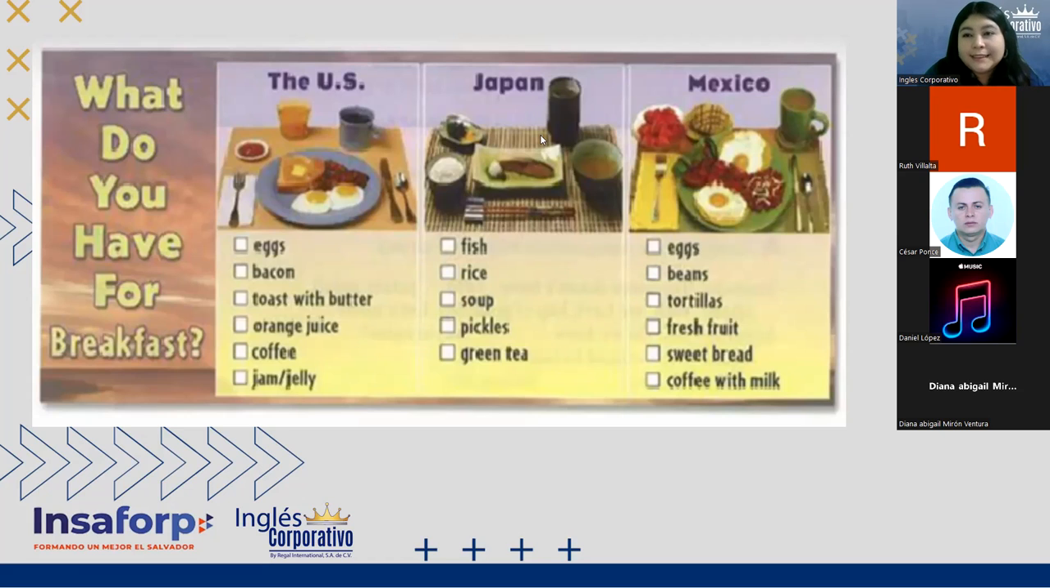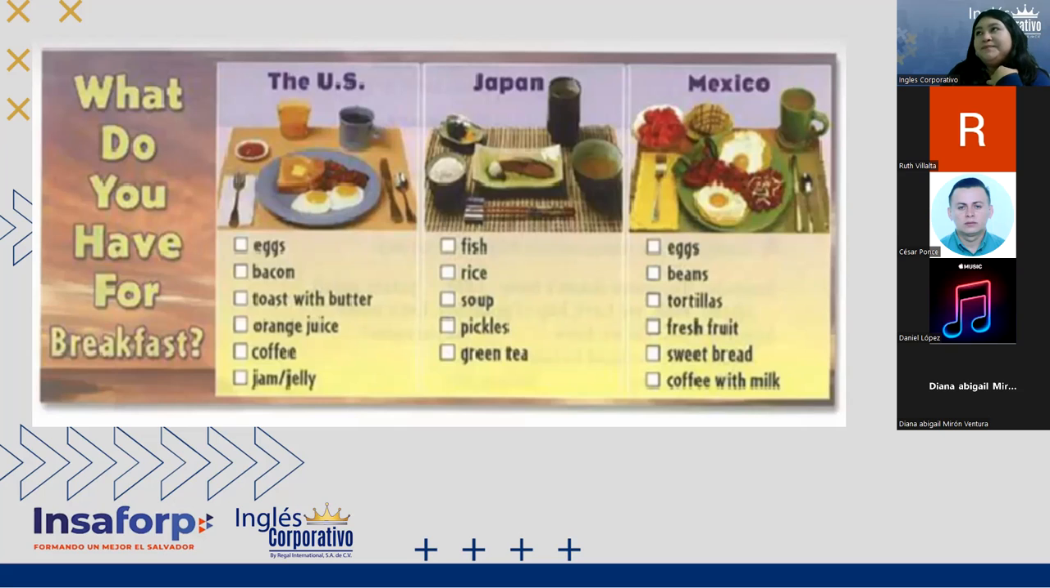Then you have Japan. They eat, ellos comen, fish, rice, soup, pickles. Pickles son pepinillos. Hay una diferencia entre cucumber and pickles. Los cucumbers, they are fresh and natural, right? Los cucumbers, que son pepinos, van frescos, básicamente. Son largos, ustedes conocen la forma. Whereas the pickles, son pepinillos, son más pequeños y usualmente vienen enlatados, right? And they also drink green tea, té verde. Inclusive a veces le llaman matcha, but it's the same thing, green tea. In Mexico, they eat for breakfast eggs, beans, tortillas, fresh fruit, sweet bread, coffee with milk.